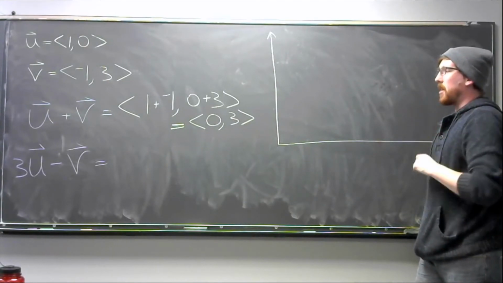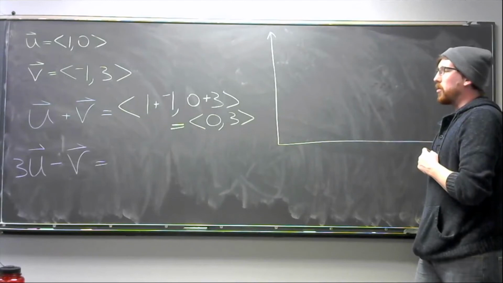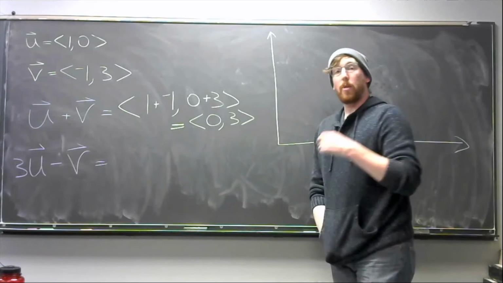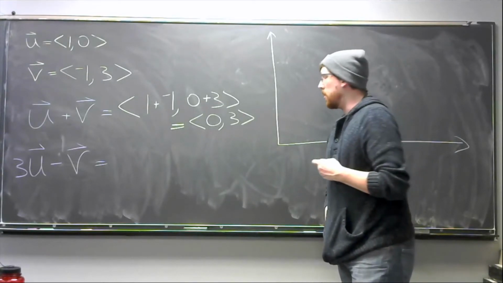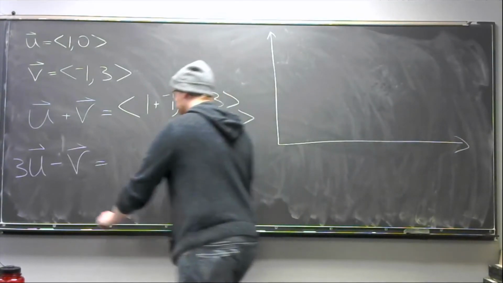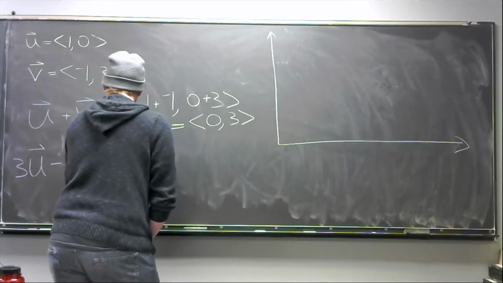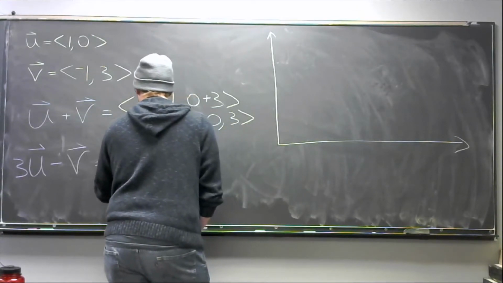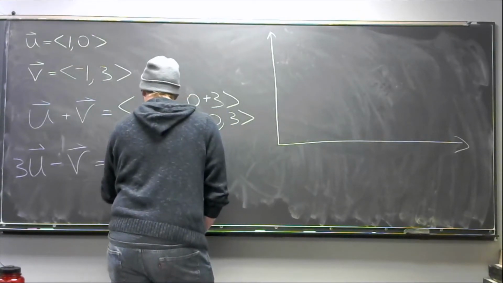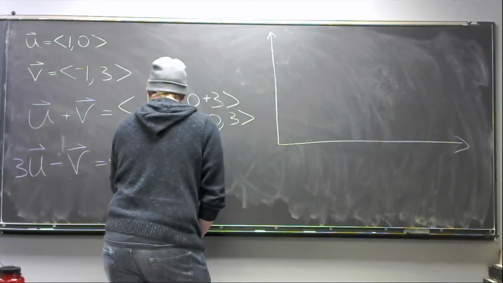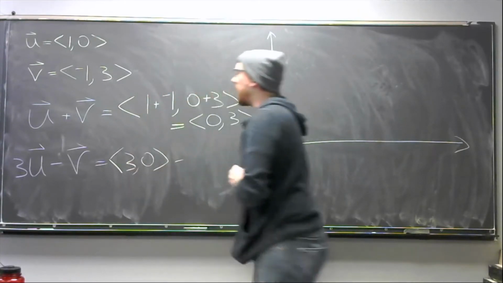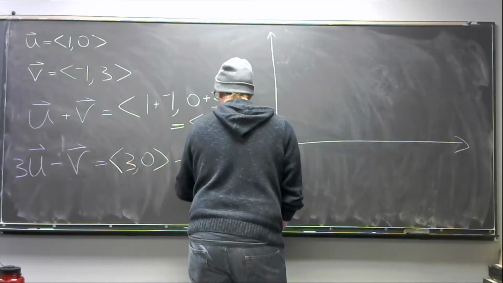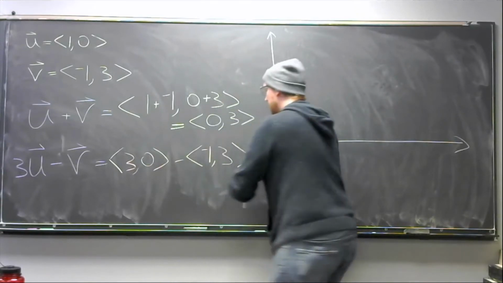Then we've got the vector 3u minus v. So the first thing we want to do is multiply u by 3. All right. So multiplying u by 3, it's just going to be 3 times 1. So it's going to be 3, 0. Then we want to subtract v from that. So that's going to be -1, 3.